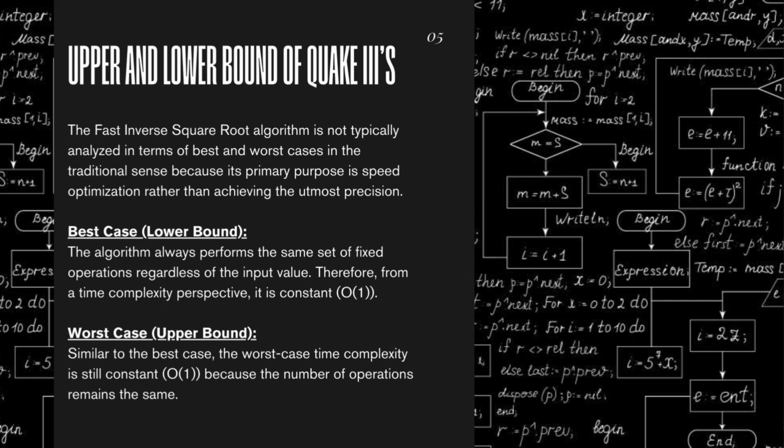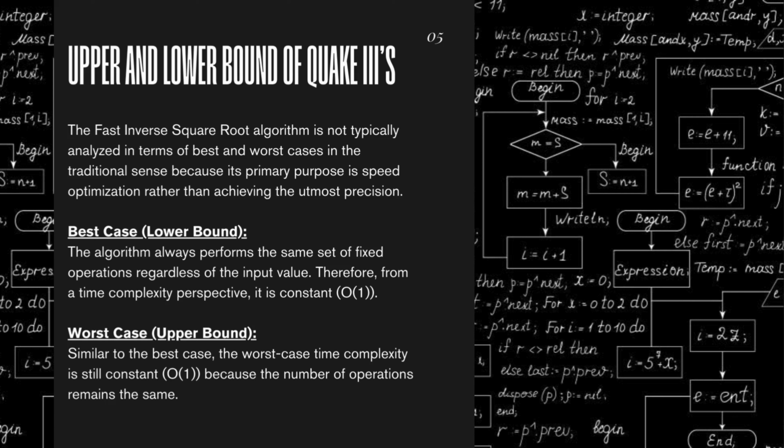Speaking of the upper and lower bound, that is the best and worst cases of the Quake III algorithm, the fast inverse square root algorithm is not typically analyzed in terms of best and worst cases in the traditional sense, because its primary purpose is speed optimization rather than achieving the utmost precision.